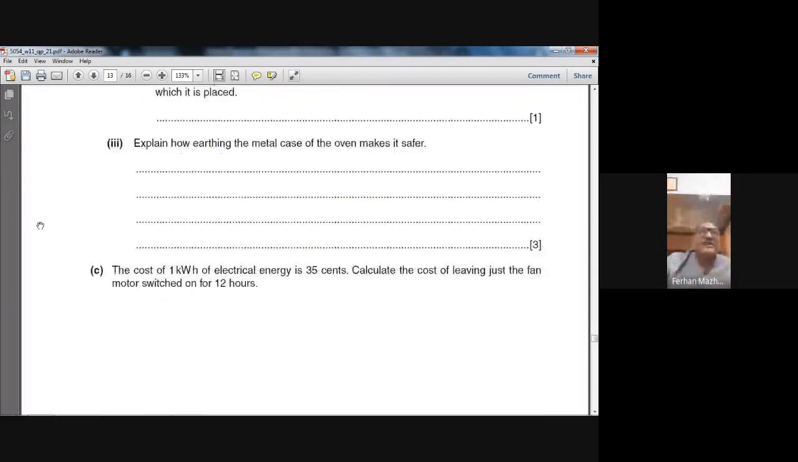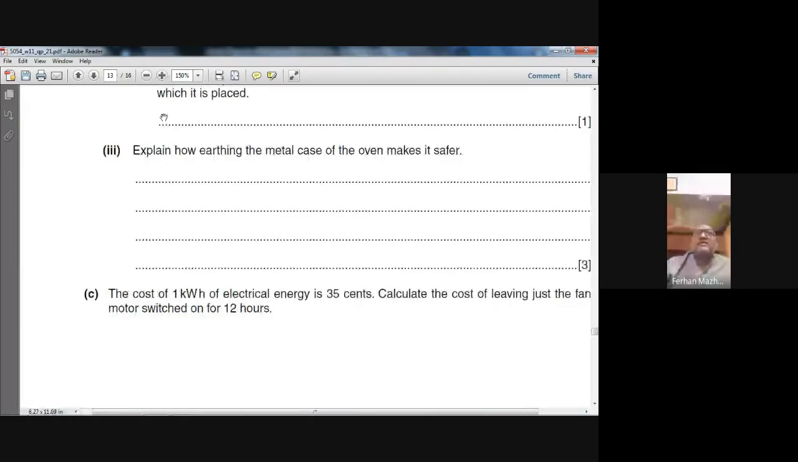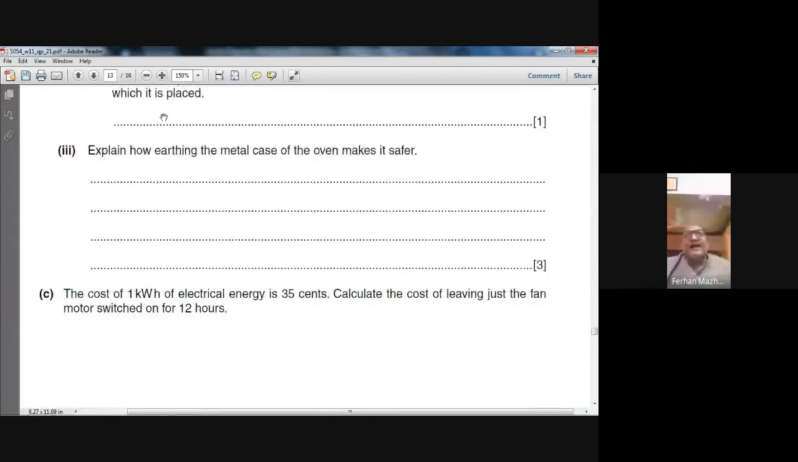This is the B third part. It says explain how earthing the metal case of the oven makes it safer. This question comes many times in papers: when you connect the earth wire, how does this make the oven safe? Try to understand this. Can you connect the earth wire with the metal casing of the oven? It's a safety measure. How? That's the question.